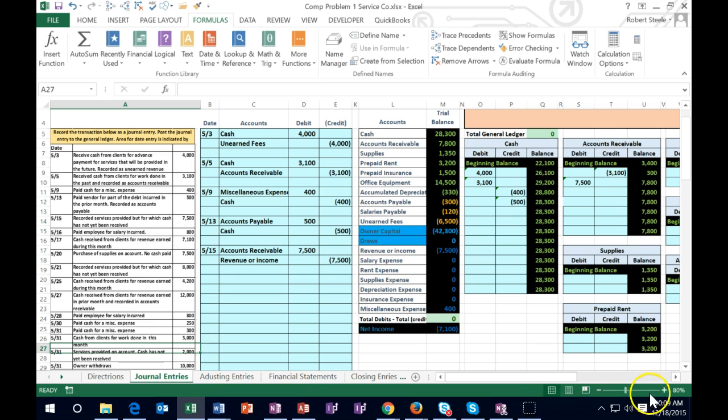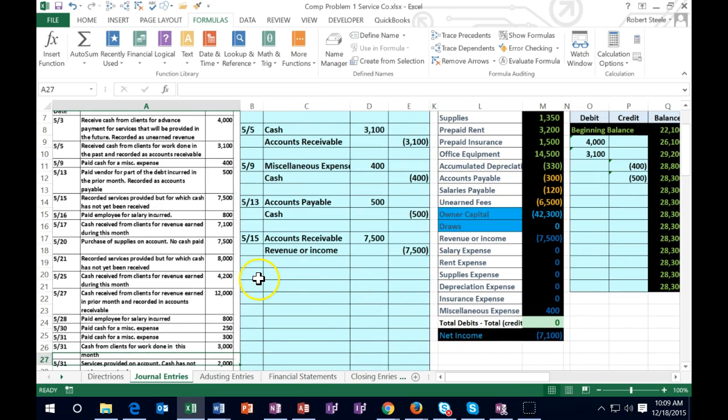All right, so I'm going to make this a little bit larger once again. We're going to go down to the next item, which happens to be, in this case, 517, where it says cash received from clients for revenue earned during this month. So we did work, and in this case, what we're trying to say there is we did work and we got money in the same time period, or within the same month.